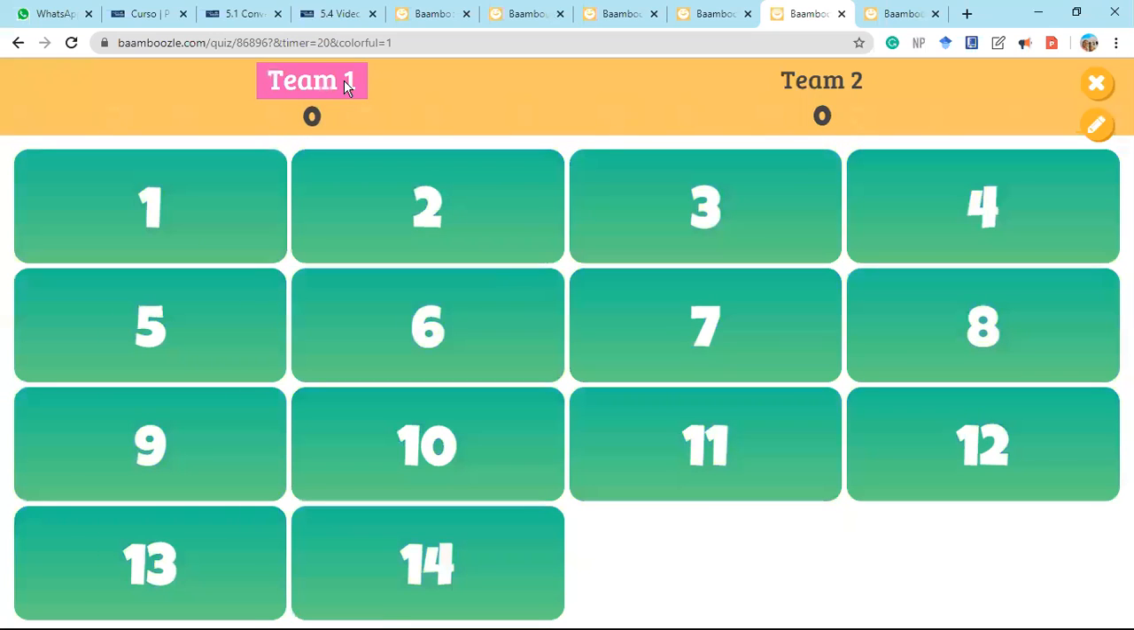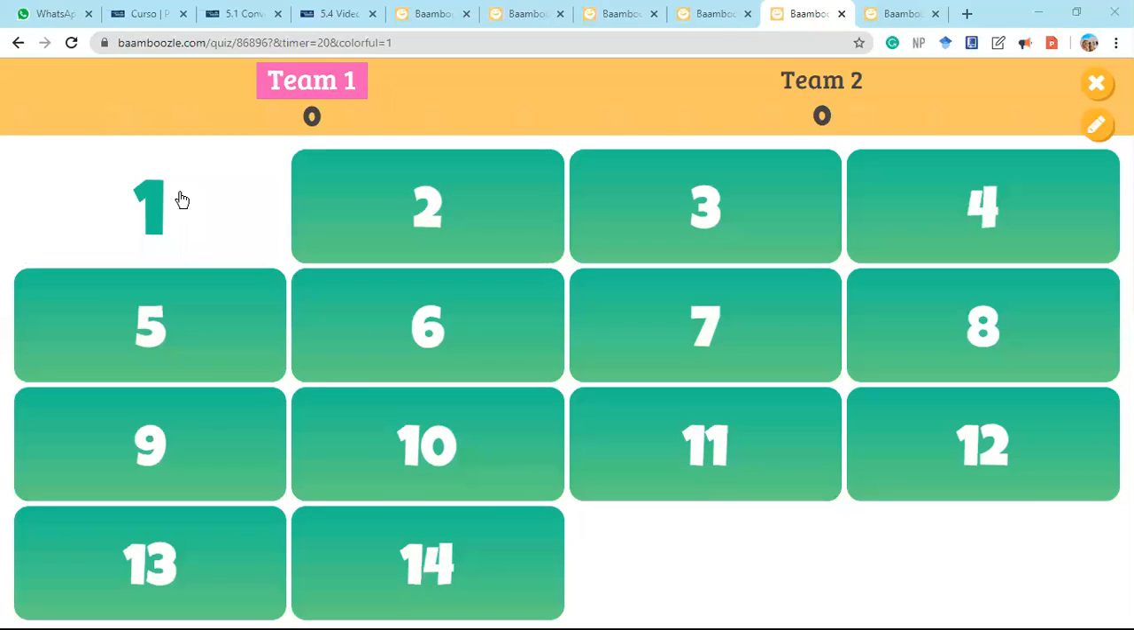Okay, one more time, team number one is our boys and team number two is the girls. Are you ready? Yes. Very good. So let's start with boys. Is there a pencil here? Okay, let's start with boys. Number one, ready? You have 20 seconds. You have time running.